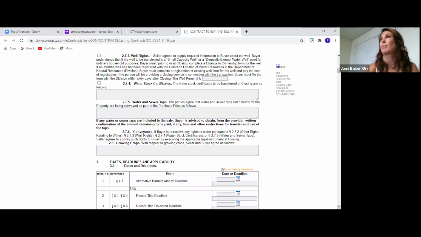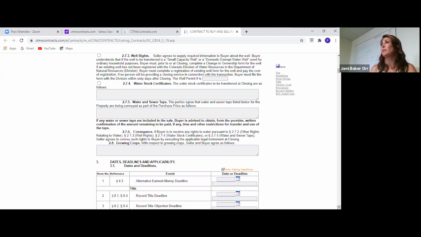On vacant land, what I've had problems with is ingress, egress, because you get these parcels out in the middle of nowhere and you're supposed to have access to your land, but it's not that easy. So you want to make sure you're checking on that too.